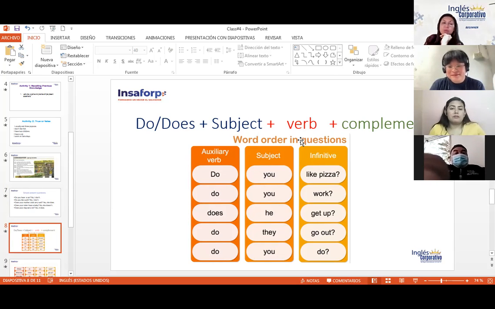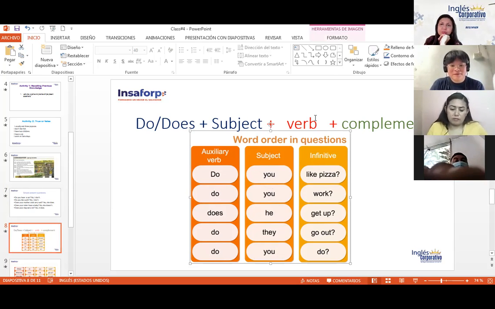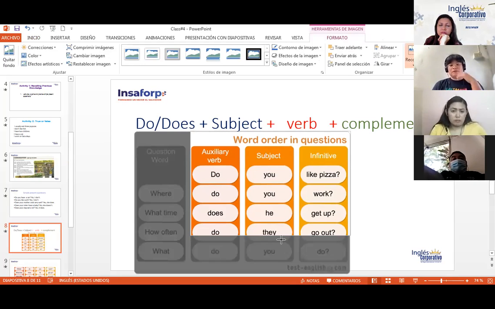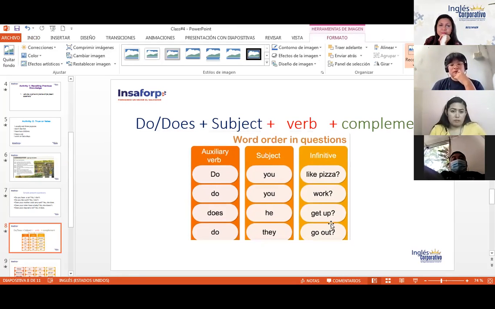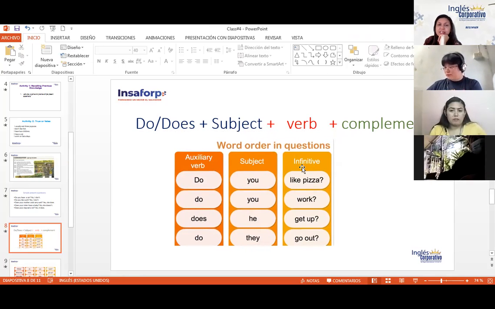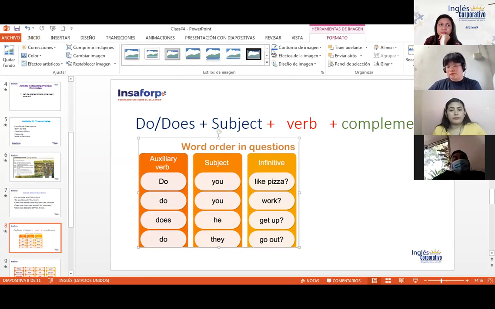Mm-hmm. Okay, so those are the examples. Please take notes of the structure. Pueden tomar nota de la estructura, ¿verdad? Este es en el caso de yes, no questions. Entonces, el sujeto puede ser aquí, miren, con do, acuérdense, do.